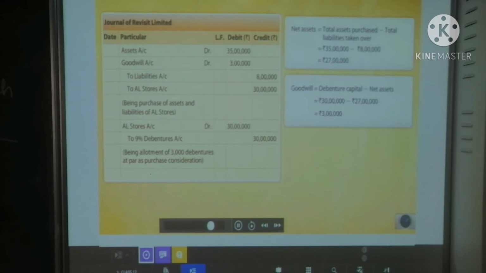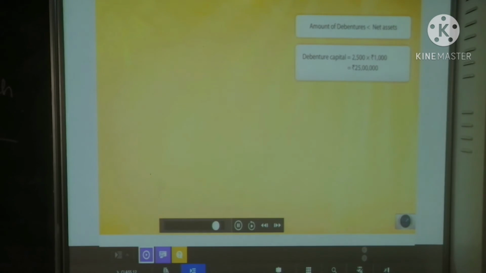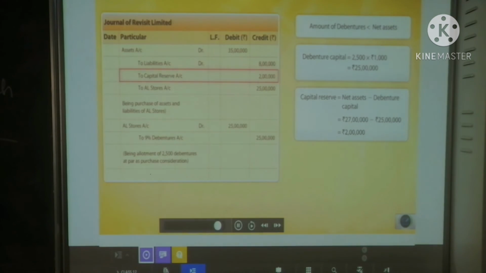A reverse situation occurs when the whole business is taken over and the amount of debentures issued is less than the value of net assets. Then, the difference is credited to the capital reserve account. Let us assume that ABC Limited issued 2,500 debentures to acquire AL Stores. Then, the capital reserve is 2 lakh rupees. Observe the journal entries in this situation.